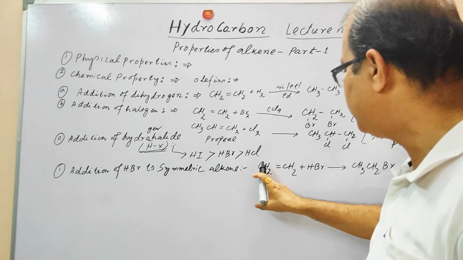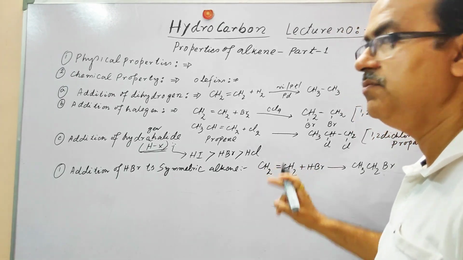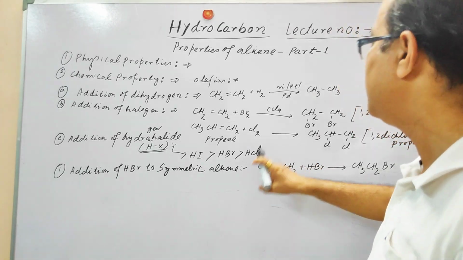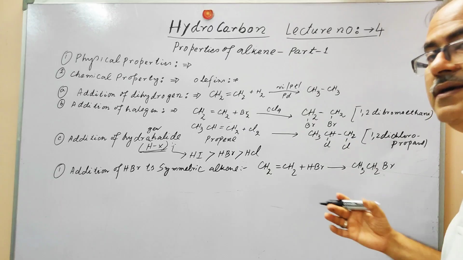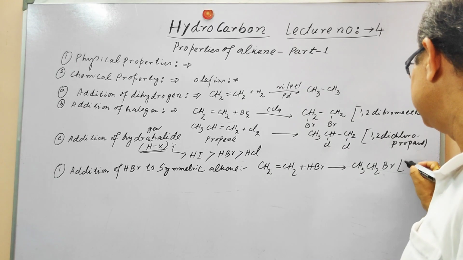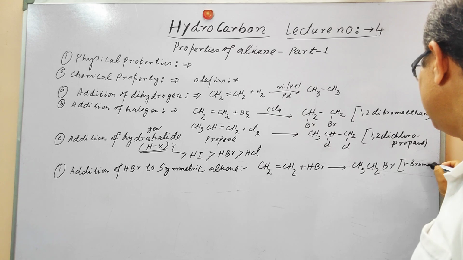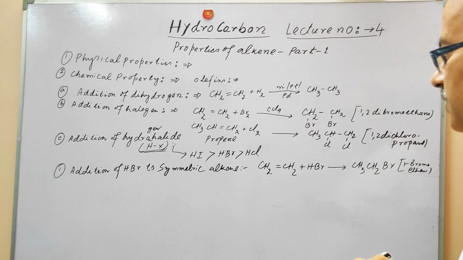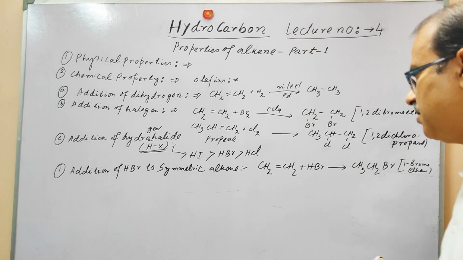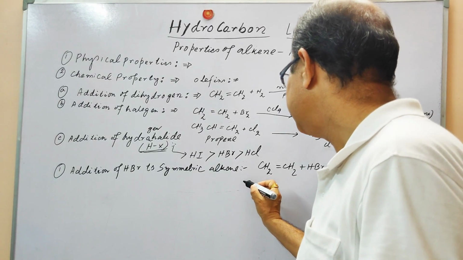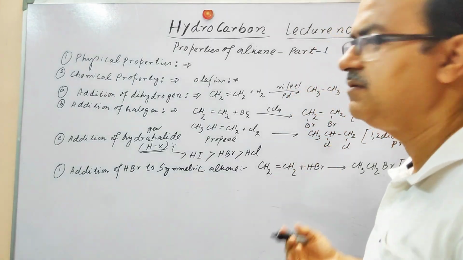The H plus ion will add there and the Br minus ion will add there. If we add at this position or that position, it will always create the same product. So this is bromoethane. Right? This is a symmetric alkene, or you can say another symmetric alkene. Okay, that will be sufficient.